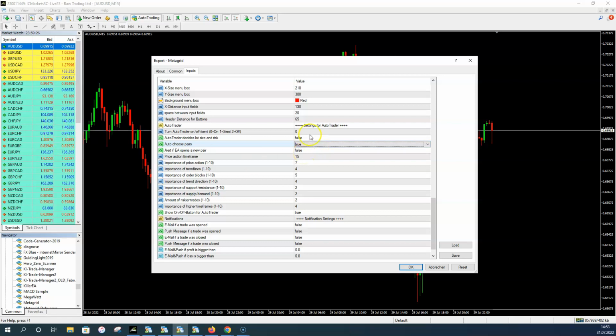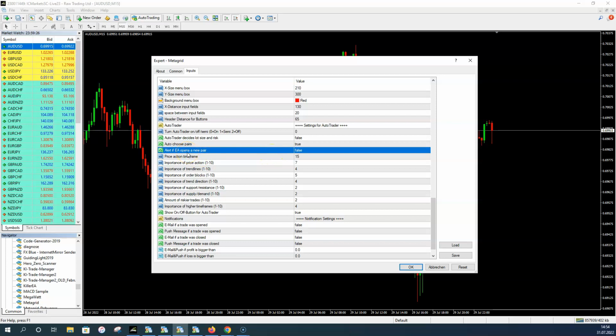And it only uses pairs you have here in your market watch window. You can see these are my pairs I selected. You can change it like you want. All the pairs in this market watch window from MT4 will be used here for the auto choose pairs. Okay, but important, you should use true. If you use false, you will not see many trades.